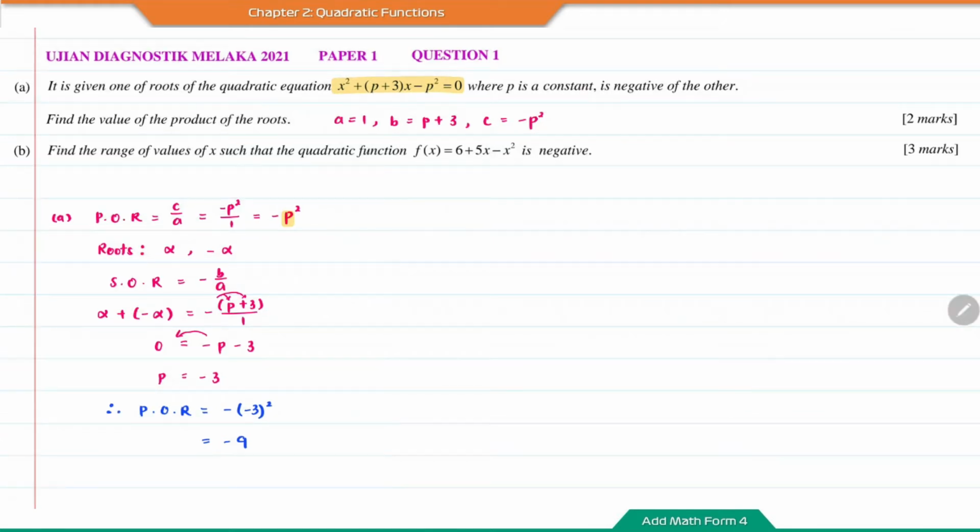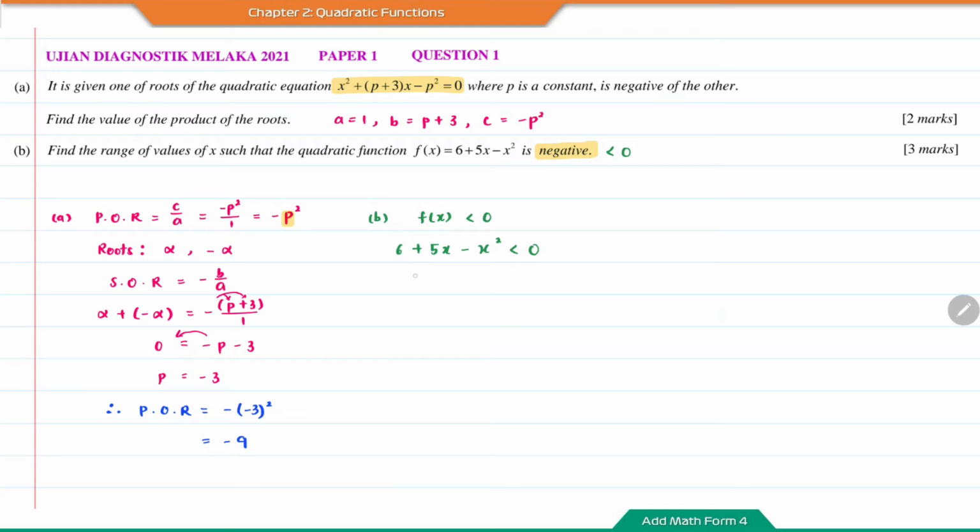Question B. Find the range of values of x such that the quadratic function f of x equal to 6 plus 5x minus x squared is negative. So this is about quadratic inequalities, and the quadratic function is negative. The negative gives us the information that this quadratic function is less than 0. So the function f of x here is less than 0. So f of x, we're going to replace it with 6 plus 5x minus x squared less than 0.